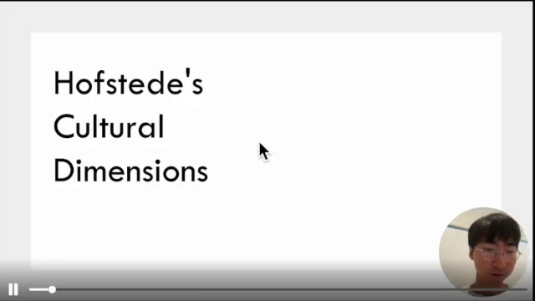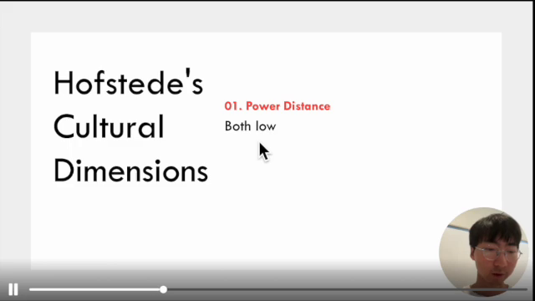I have two theoretical frameworks. The first is Hofstede's cultural dimensions. It has 6 parts. The first part is power distance. It reflects the extent to which less powerful members accept unequal power distribution. And here, Australia and the United States are both low.